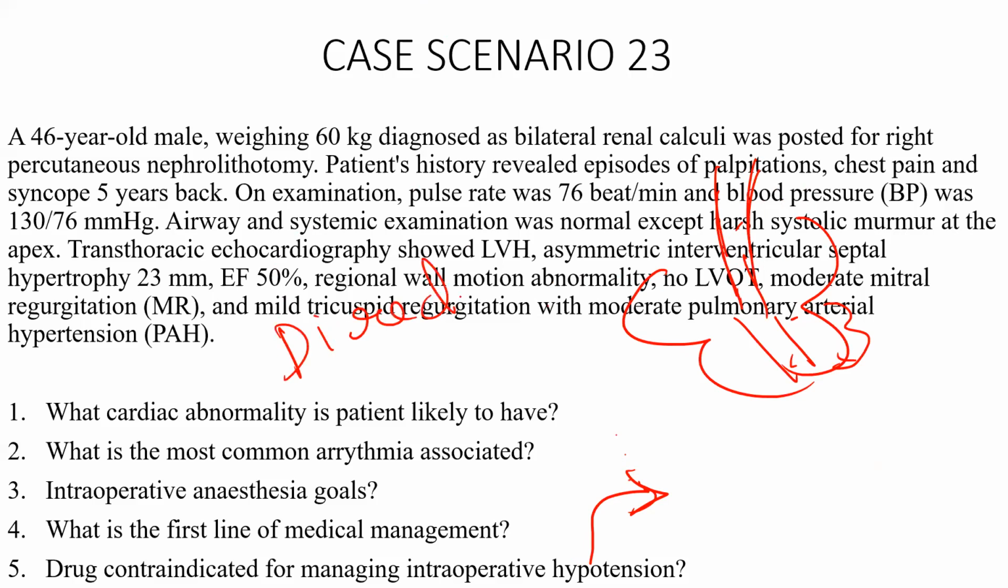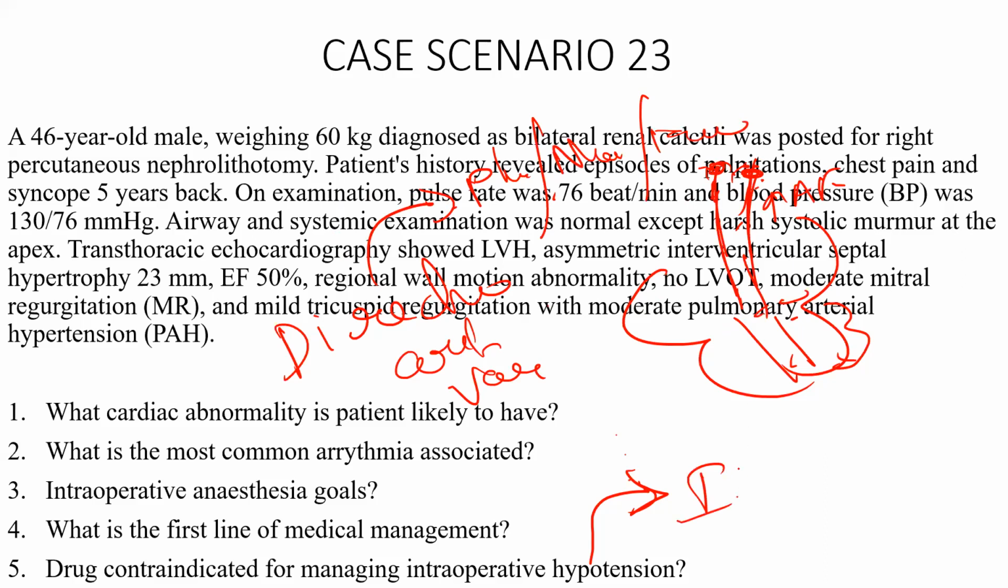So use directly acting vasopressors, which will go and act on the vessels directly, stimulate the alpha-1 receptors directly and squeeze the peripheral vessels. By squeezing the peripheral vessels, you are increasing the afterload. When you increase the afterload, you are going to release the obstruction much better. So always use directly acting vasopressors like phenylephrine, noradrenaline and mephentermine. These are the directly acting vasopressors.